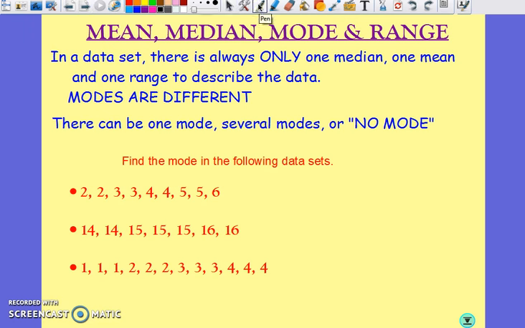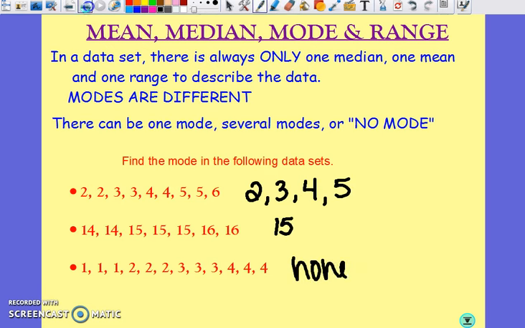Okay, in this one, you have 2, 3, 4, and 5. They all appear twice, so those are all the modes. In the second one, 15 is the only mode because it appears the most. And in this one, actually, no, there are no modes because none of them appear more than the other. They all appear the same amount of times.